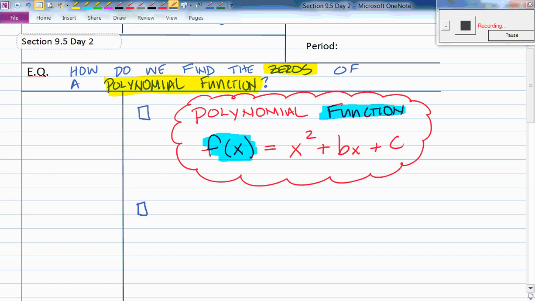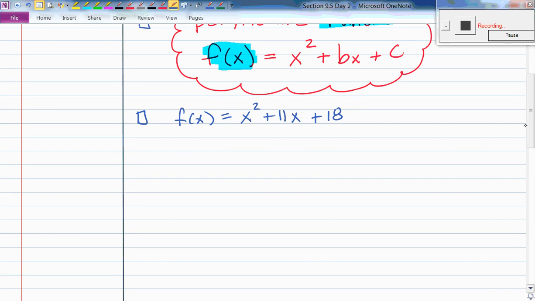We're going to do an example here. It's going to say this: f of x is equal to x squared plus 11x plus 18. And we're trying to find the zeros of this. That's the whole goal here, is to find the zeros, and we'll explain what that is.